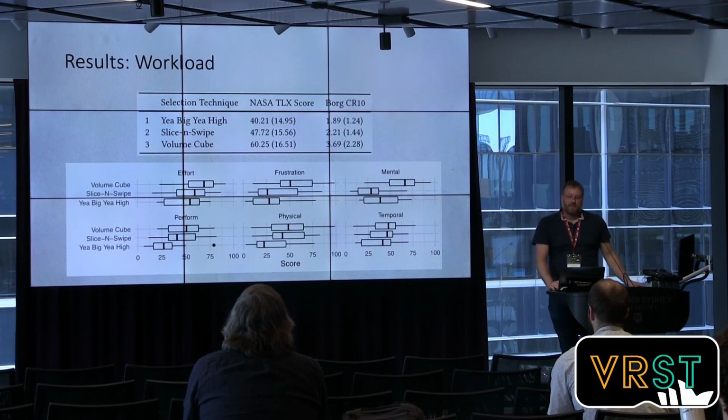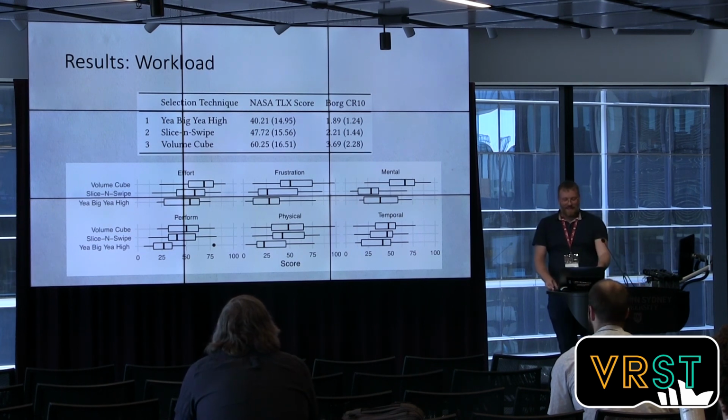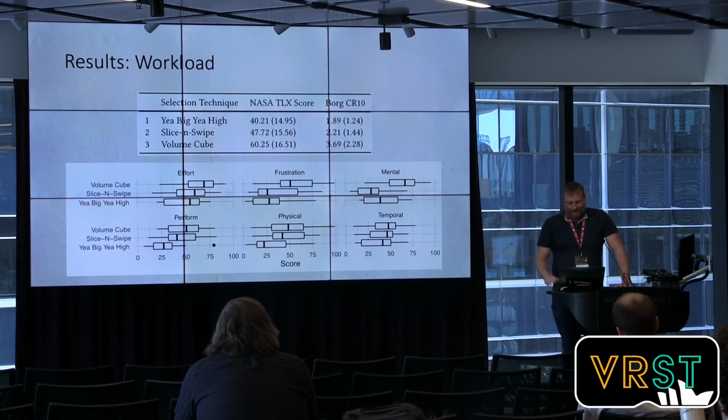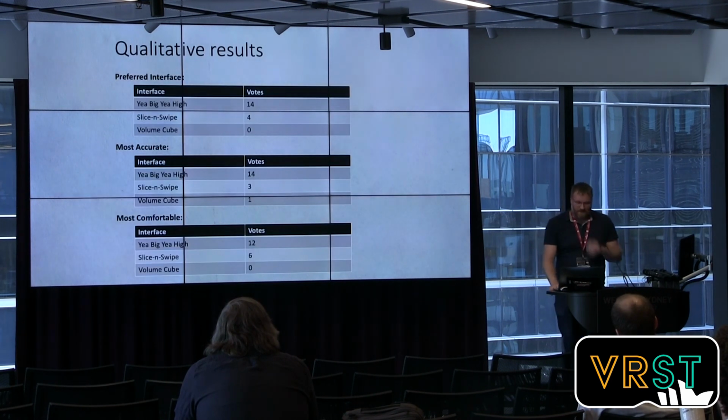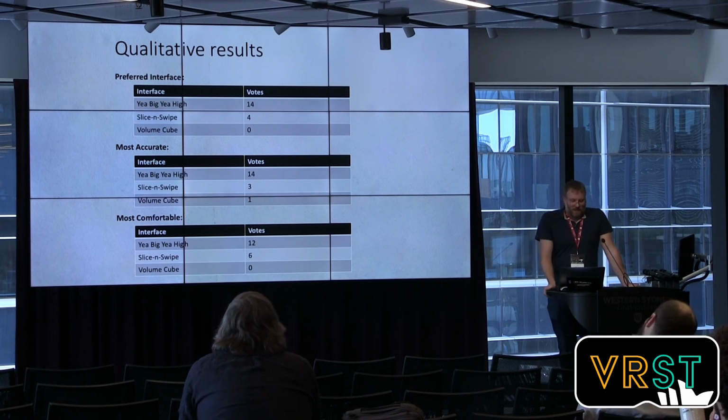In terms of perceived exertion, we used the Borg CR10 scale. This is a 1 to 10, where 1 is almost no effort and 10 is like the most strenuous exercise you've ever done. In this case, perceived exertion for all of the interfaces was fairly low, but volume cube actually corresponds with moderate exercise. In our qualitative results, participants ranked their preferred interface as Yea Big Yea High, as well as being the most accurate and most comfortable, and in all of those categories it was followed by slice and swipe and then volume cube.